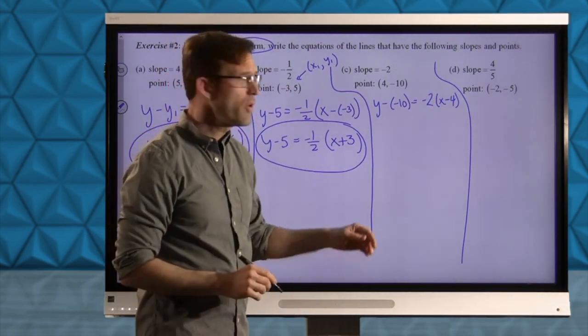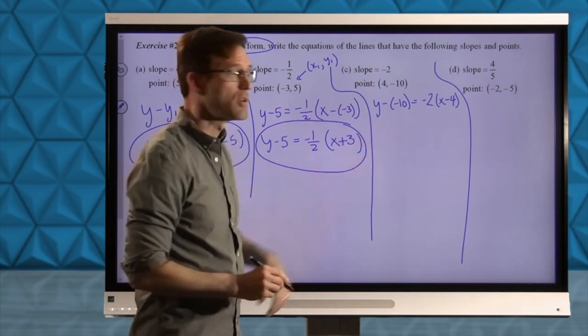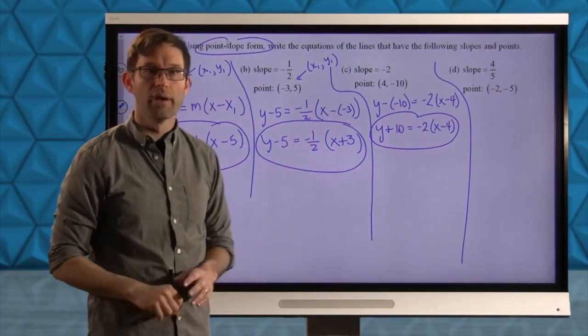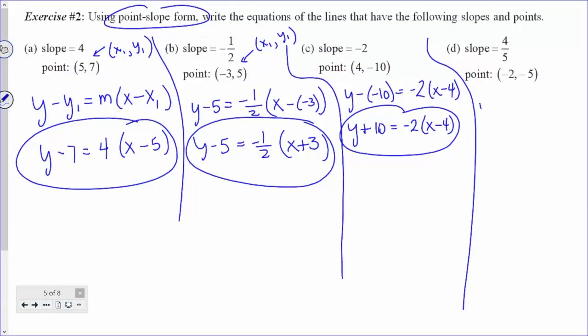Just like before, although it would be mildly acceptable to leave it like this, we can easily turn the double negative into a positive and have y plus 10 equals negative 2 times x minus 4. Okay, so simple enough. Likewise, let's do the last one. So I'm going to get y minus negative 5 equals 4/5 times x minus negative 2. Ooh, just barely fit it in there.